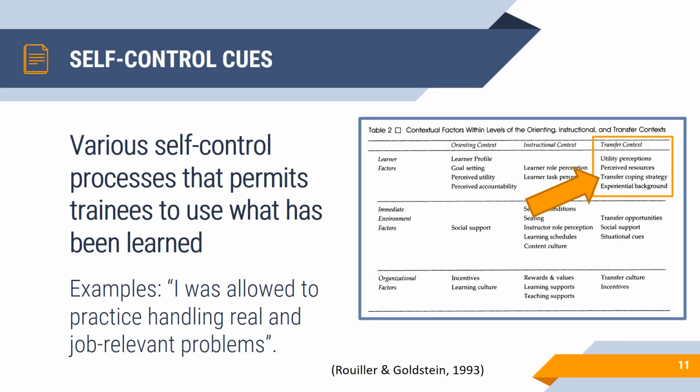Self-control cues include various self-control processes that permit trainees to use what has been learned. Tziner and Ritchie, as well as Tracey et al., do not see self-control cues as part of the transfer climate, since it relates to personal experiences and rather forms part of learner factors, and more specifically, transfer coping strategy.